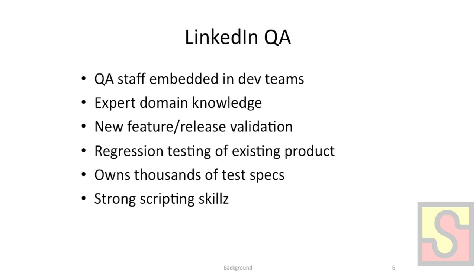We have our QA people embedded basically with development teams. So they're really close to the engineers and product managers. They have a tremendous amount of expert domain knowledge in the products and features that they're testing. And they're responsible, of course, for not only regression testing, but also validating new features and releases on a daily, very frequent basis. So they own thousands of test specs that have accumulated as our products have evolved.